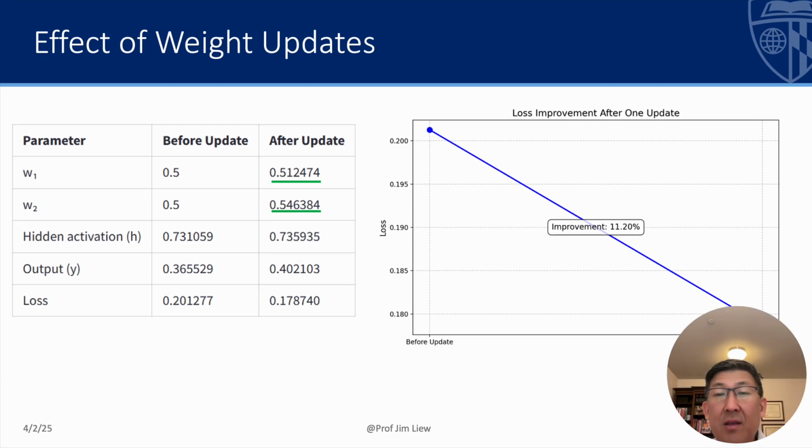So this is the summary. Before the update, we had 0.5 and 0.5 for the weights, recall. And after the update, you get 0.51 and 0.54. So we've increased the weights on both of these. We turned W2 positively a little bit more than W1. Here we have the hidden activation, and then we have the output. Notice the output is getting closer to 1, and the loss of 0.2 is now getting smaller, to 0.17. So this is working as we expected. Okay, let's stop here.